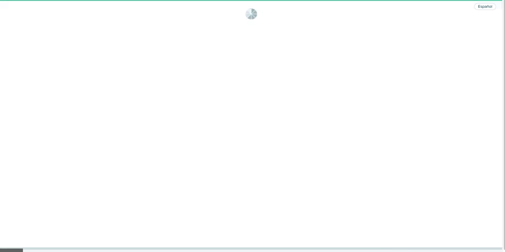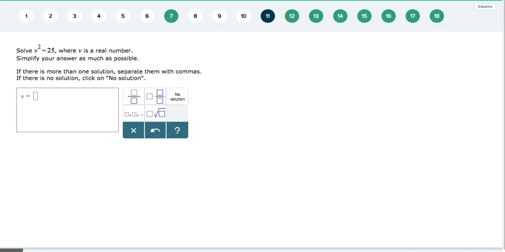Number 11. Solve v squared equals 25, where v is a real number. Simplify as much as possible. Well, this should be a nice review. I don't want v squared, I want v. So I need to square root each side. Remember, if there is more than one solution, separate them with commas.